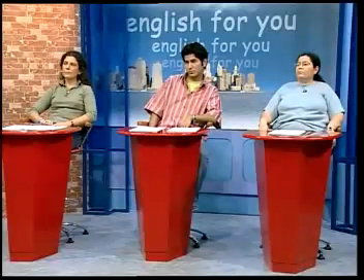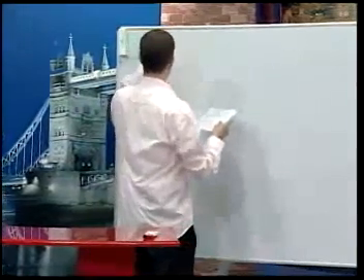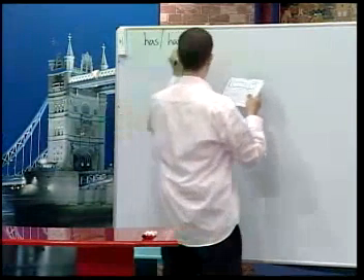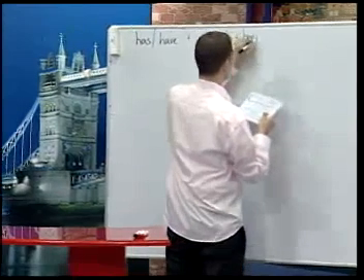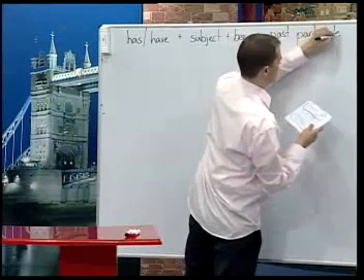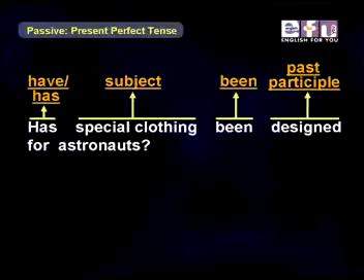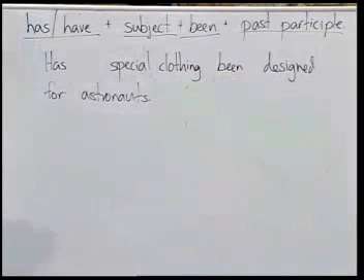So, yes/no question, using the passive voice of the present perfect, we use this formula. Has or have plus subject plus been plus past participle. Okay, let's have a look at this. Has, special clothing is the subject, been designed for astronauts. Has special clothing been designed for astronauts?